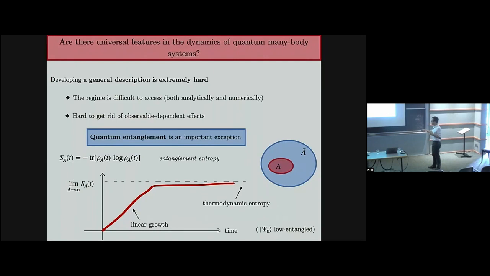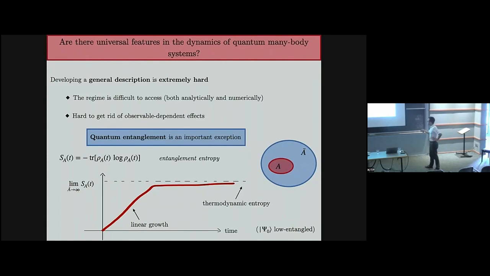But generically, this is what one observes. And then this saturation regime actually can be understood quite simply. Indeed, if one thinks that the state of the subsystem A will eventually reach some sort of stationary value, then essentially this plateau here will be nothing but the thermodynamic entropy of the stationary state. Okay? So we have this very general picture.